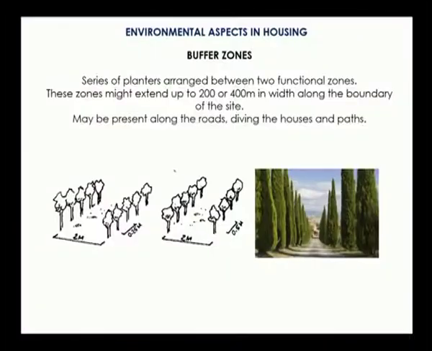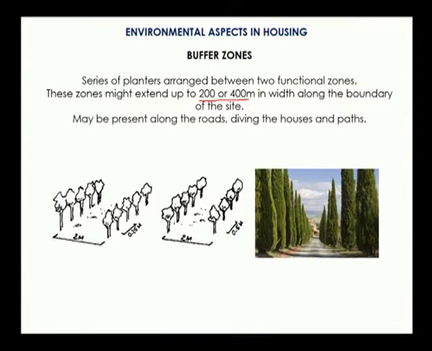When you consider in situ rehabilitation, now moving on to the next concept, environmental aspects in housing. This talks about how, in a housing process, we could avoid natural hazards or not disturb the environment. The first key factor is the buffer zone, which could be a row of trees, as you can see, planted just outside the boundary of the site, and this planting of trees could extend 200 to 400 meters in width along the boundary of the site.